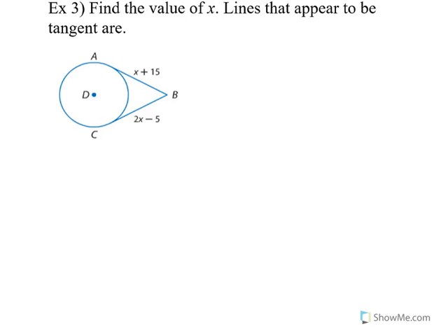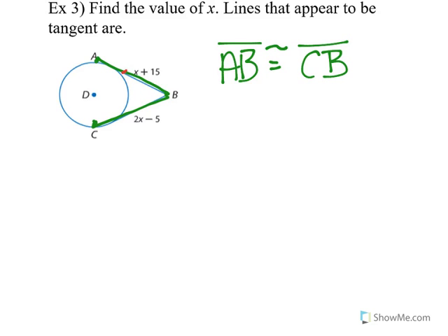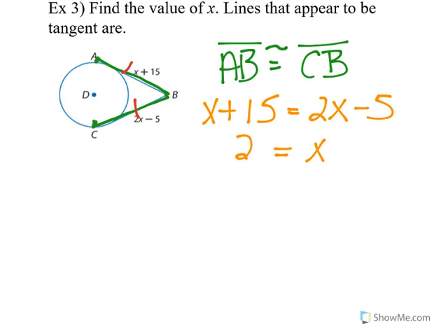It says, find the value of x, lines that appear to be tangent are. So that means at point A and point C, we have points of tangency, but that also makes AB and CB tangent. So if both of these segments, AB and CB, are tangent to the circle and meet at the same point B, that means that AB is congruent to CB. So once they are congruent to each other, what can I do? I can very simply set them equal. x plus 15 equals 2x minus 5. So we get x equals 20.